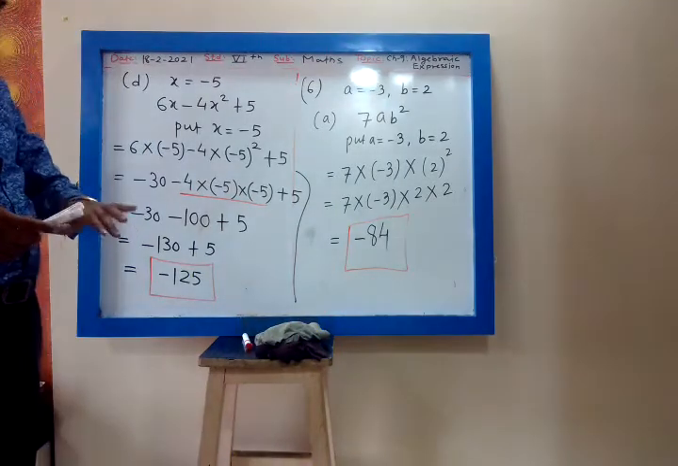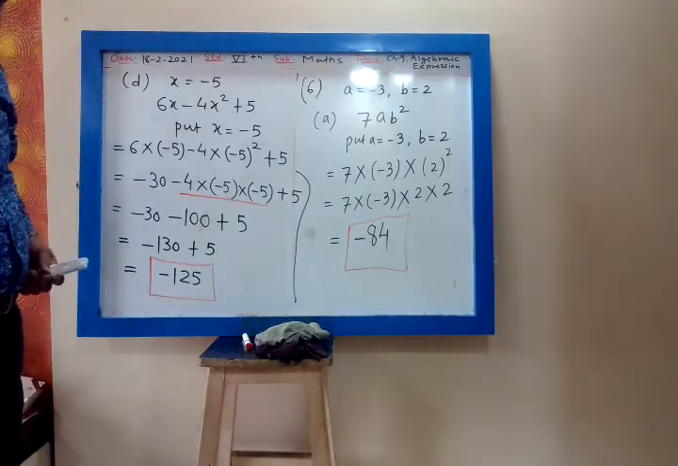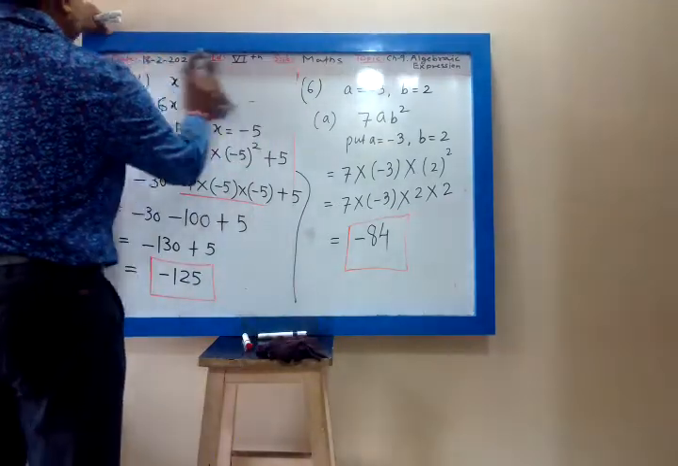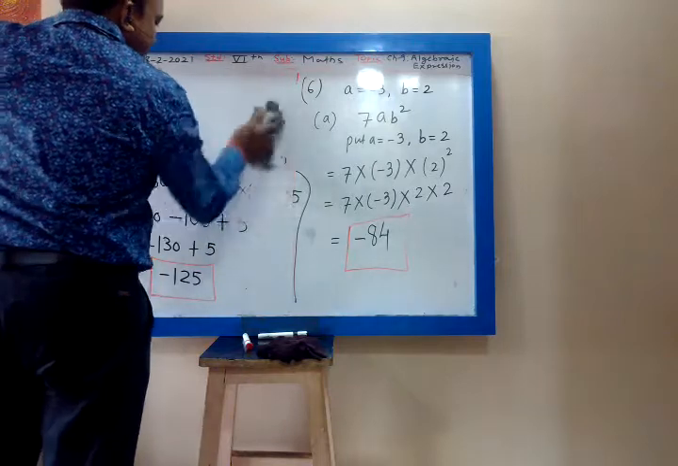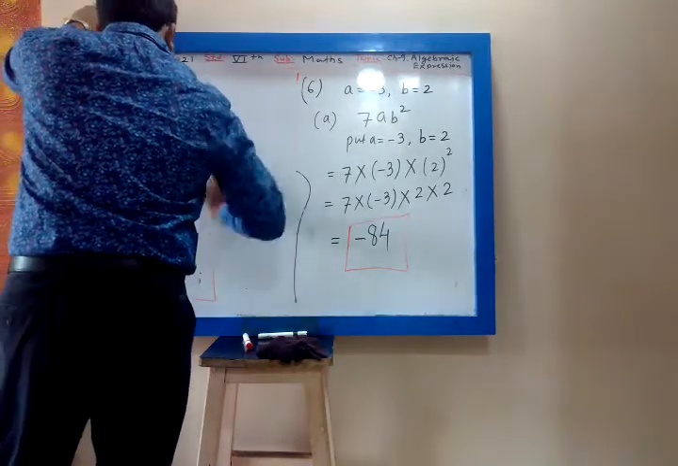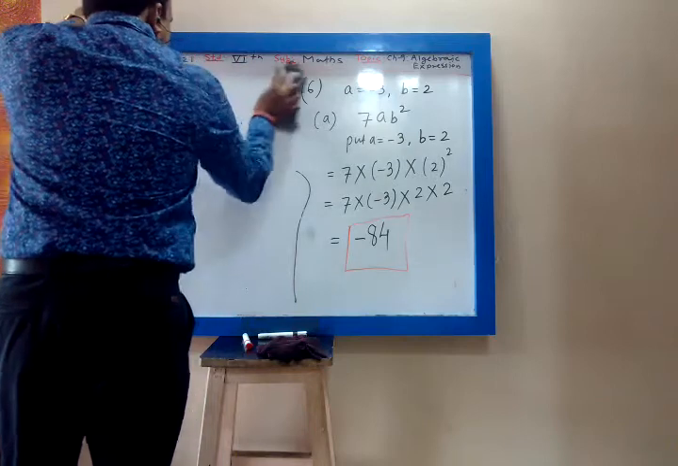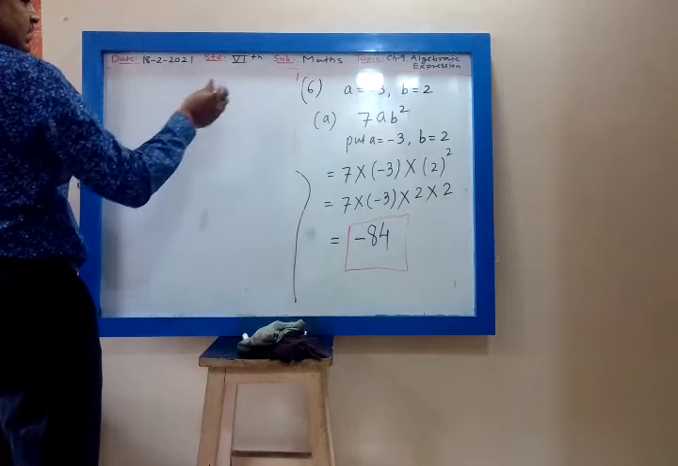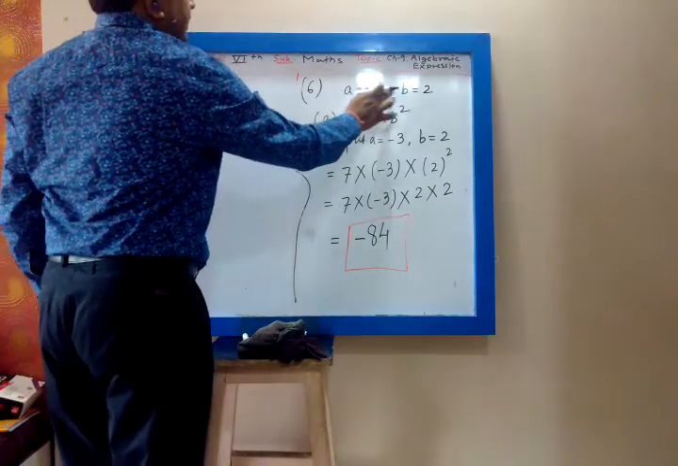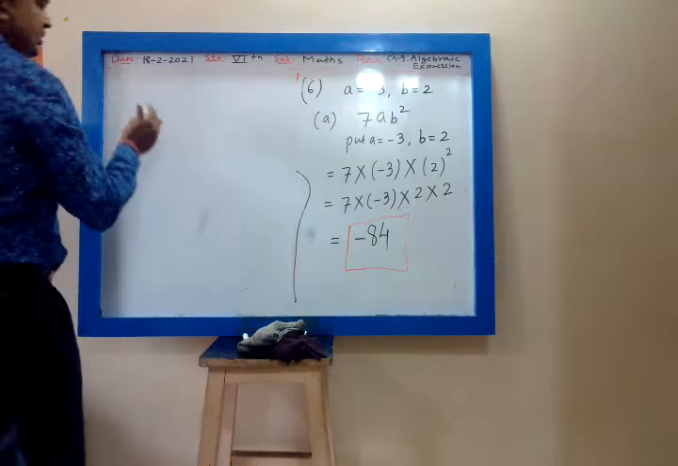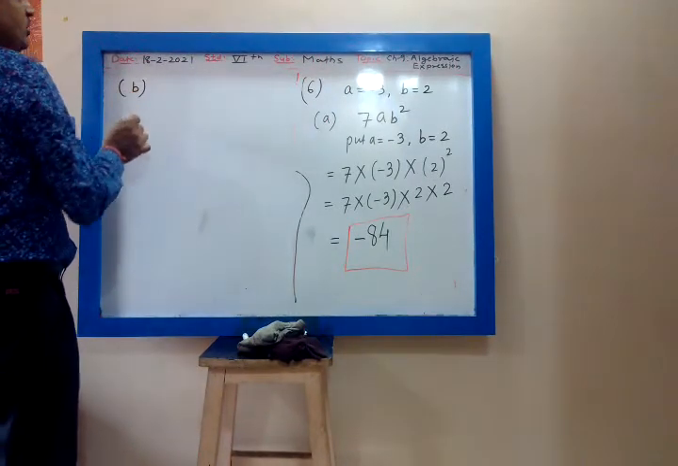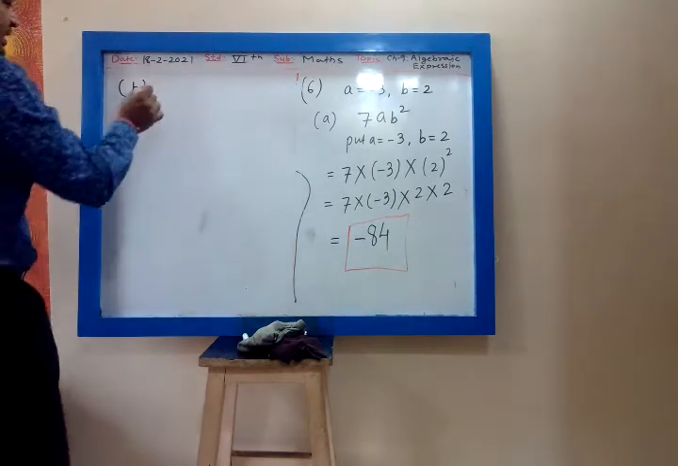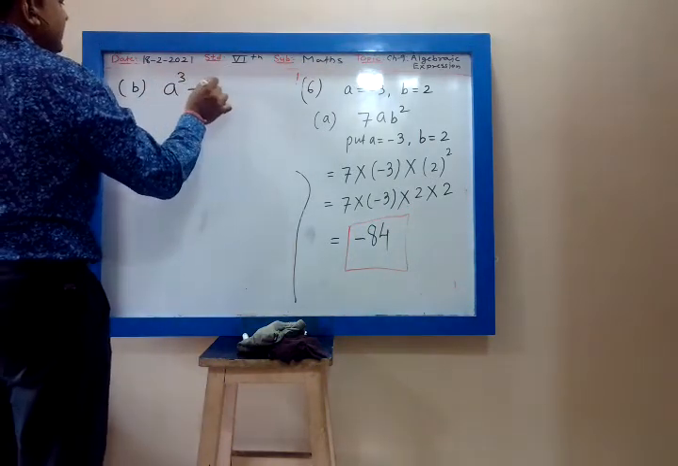Yes, directly we find the number by multiplying. Then second is A cube minus AB. After this we'll stop. Sixth question, you are given the value of A and B. Find the value of the polynomial 7AB square where A is minus 3, B is 2. Second is A power 3 minus AB.